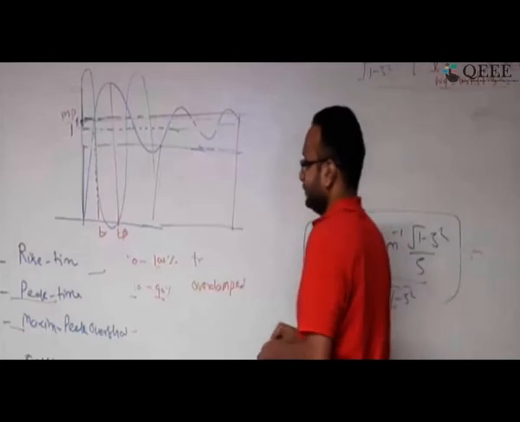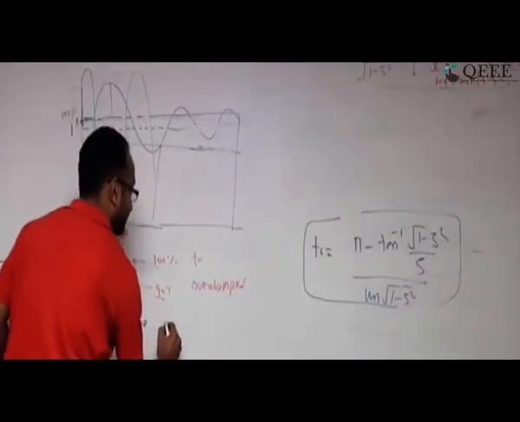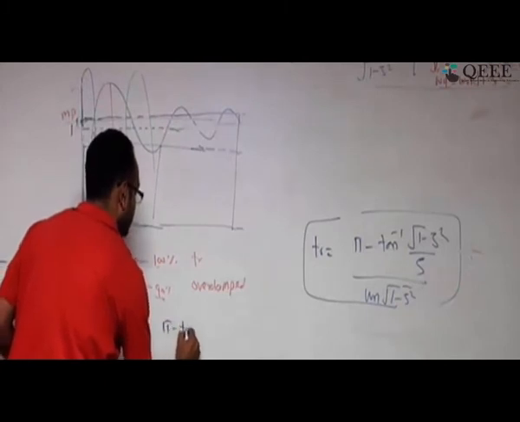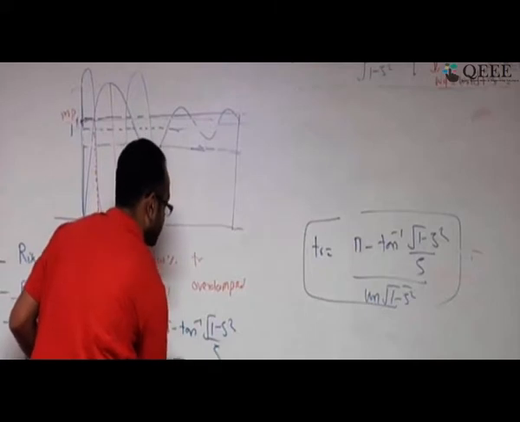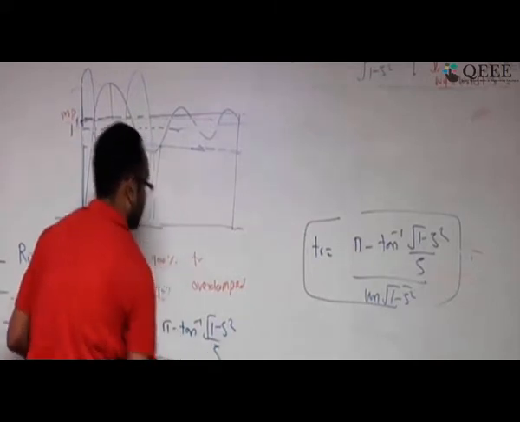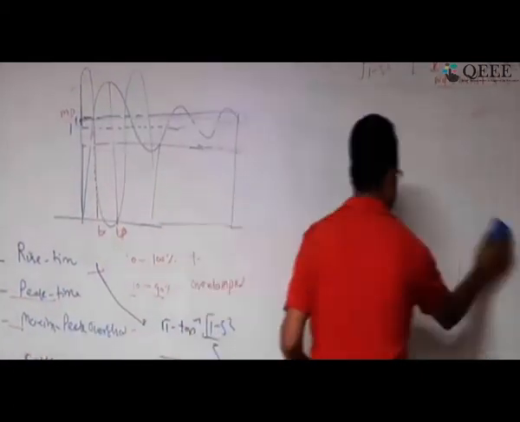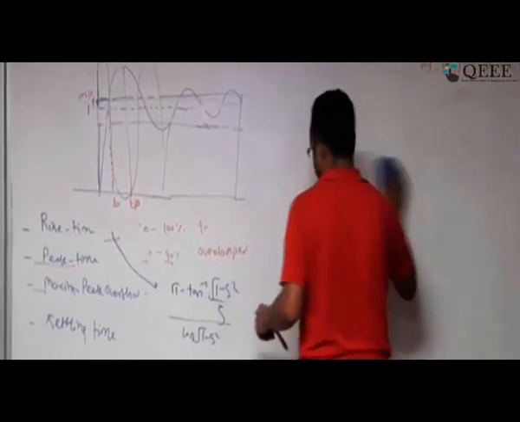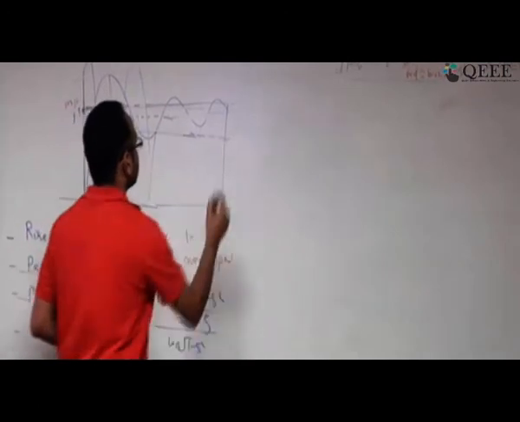Please note down, this is the relation for the rise time. I am writing it here: phi minus tan inverse root of 1 minus zeta square by zeta, divided by omega n root of 1 minus zeta square. It is written in my handout also. You can look at this relation, which I have provided. Okay. Next is peak time.